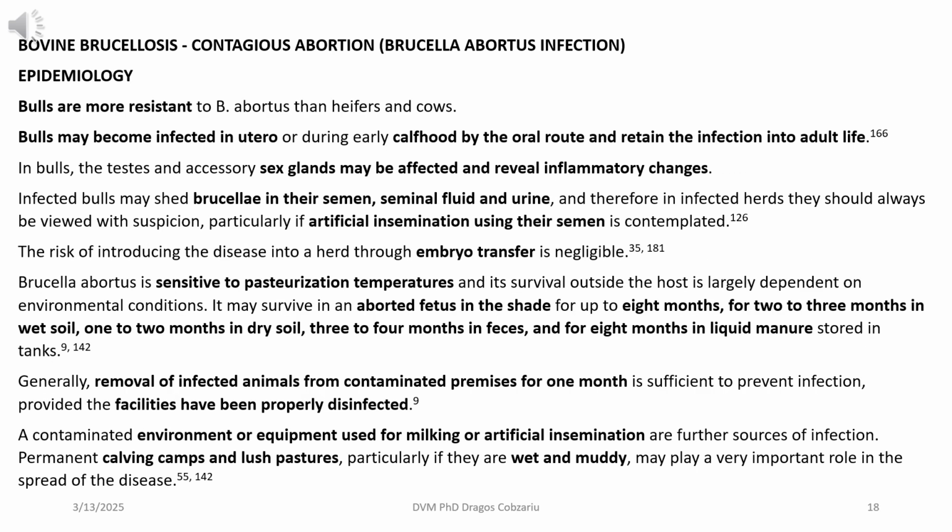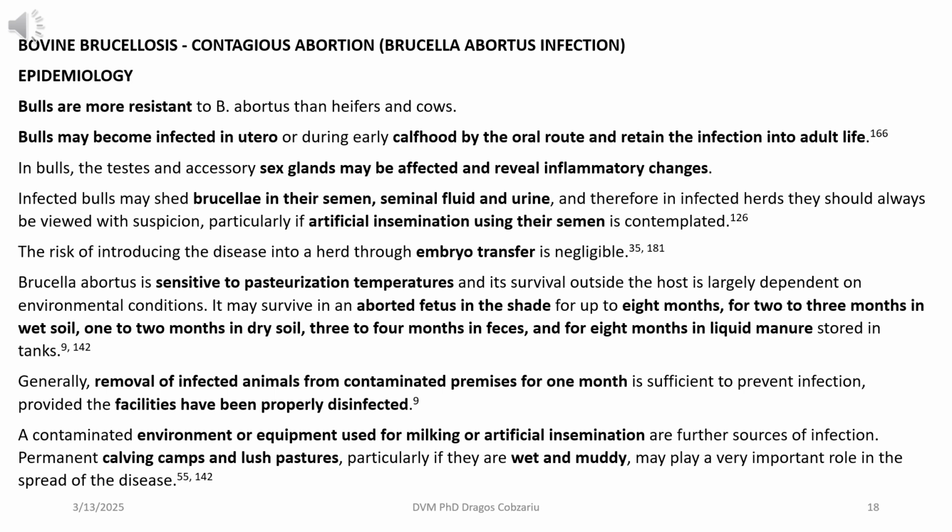Bulls are more resistant to B. abortus than heifers and cows. Bulls may become infected in utero or during early calfhood by the oral route and retain the infection into adult life. In bulls, the testes and accessory sex glands may be affected and reveal inflammatory changes. Infected bulls may shed Brucella in their semen, seminal fluid and urine, and therefore in infected herds they should always be viewed with suspicion, particularly if artificial insemination using their semen is contemplated. The risk of introducing the disease into a herd through embryo transfer is negligible.